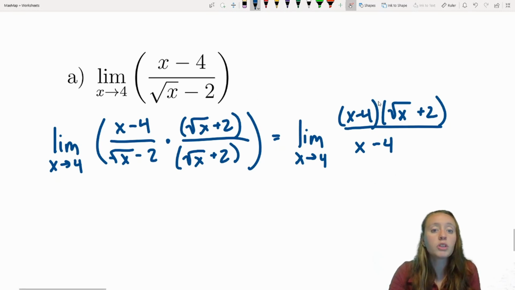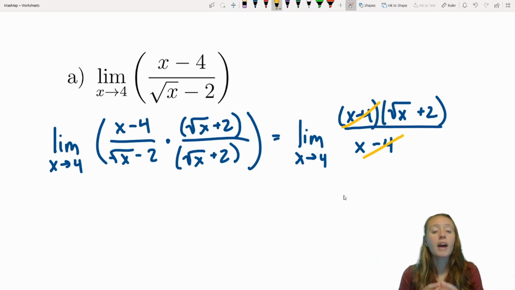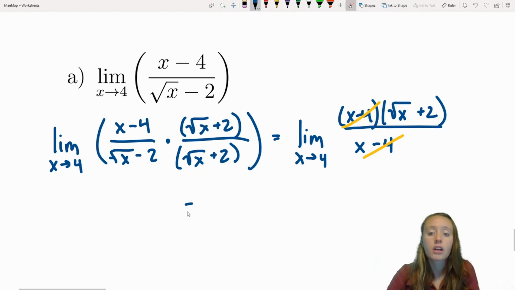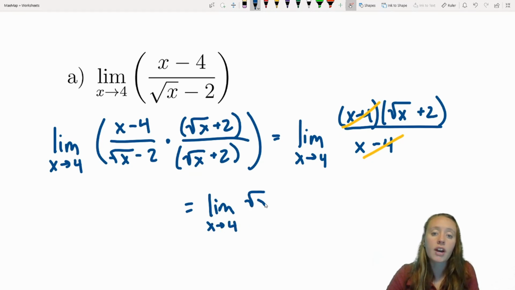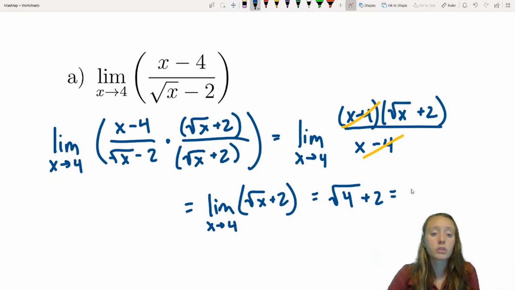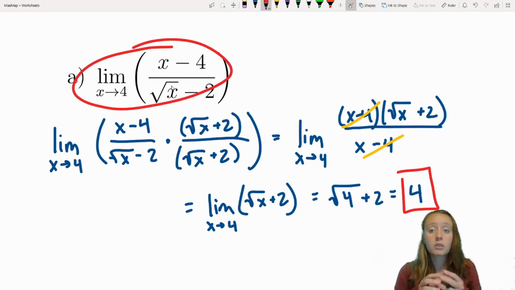And look what happens. We have x minus 4 in my numerator, multiplied by everything, and an x minus 4 in my denominator that can cancel out. So now I have a simple function that I can go ahead and plug in what x is approaching. So I'm going to plug that a right on into x, which a in this case happens to be 4. So I'll take the limit as x approaches 4 of the square root of x plus 2. Plugging 4 right on in, that's the square root of 4 plus 2, which is 2 plus 2, which gives me 4.